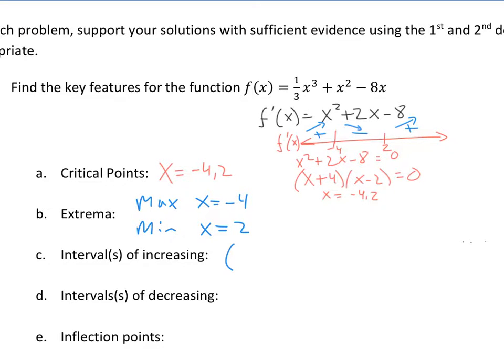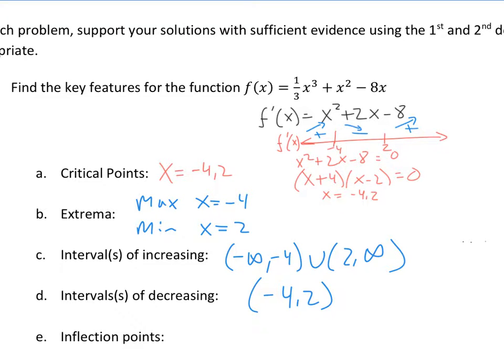Increasing, well, we got increasing in these two intervals here. So that's going to give us from -infinity to -4, and also from 2 to infinity. All right, we can put a little union there. And the intervals of decreasing, well, that's going to be from -4 to 2. That's where the first derivative is negative.